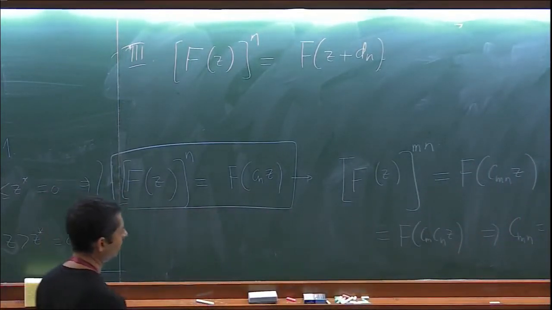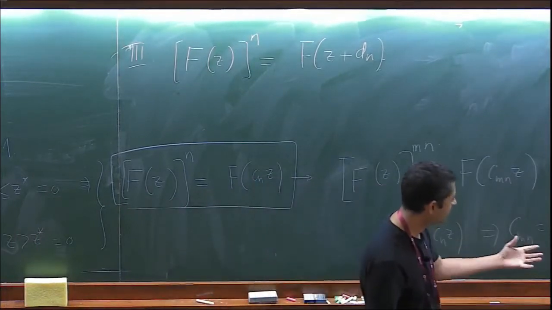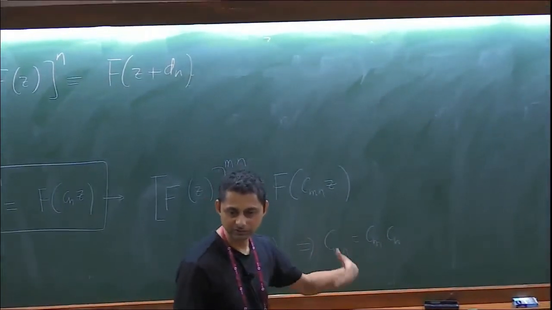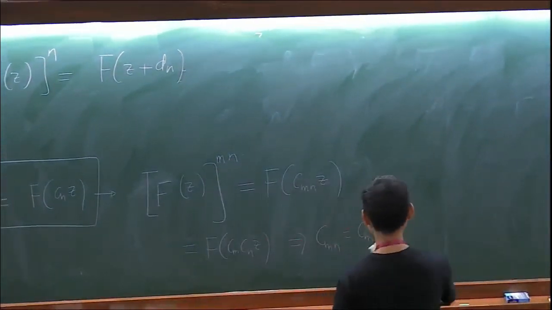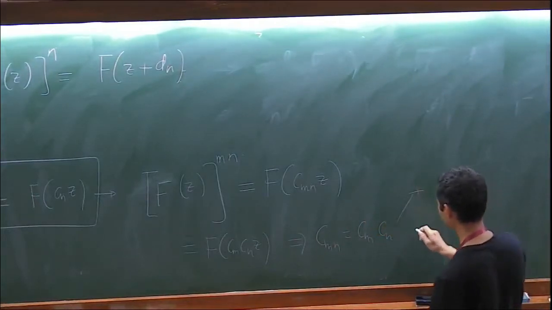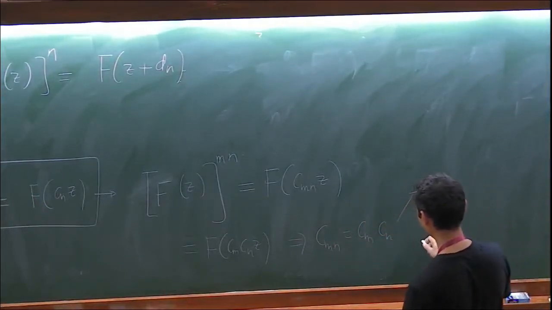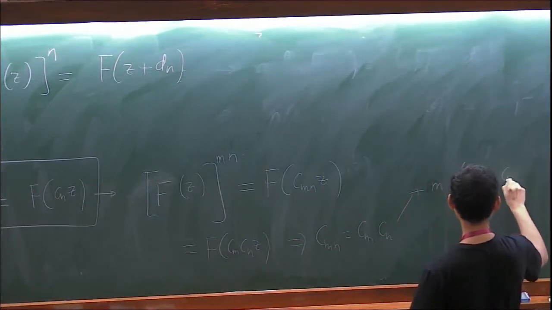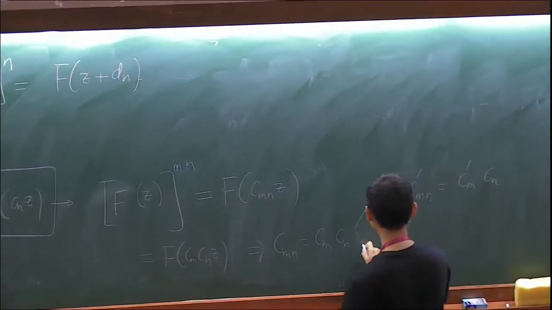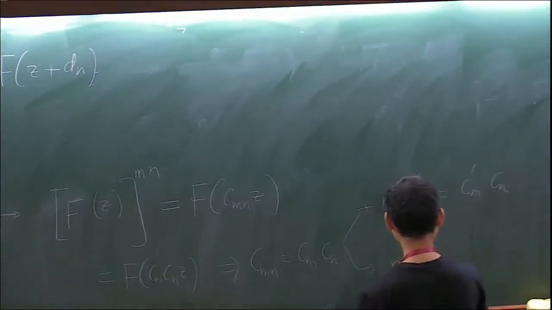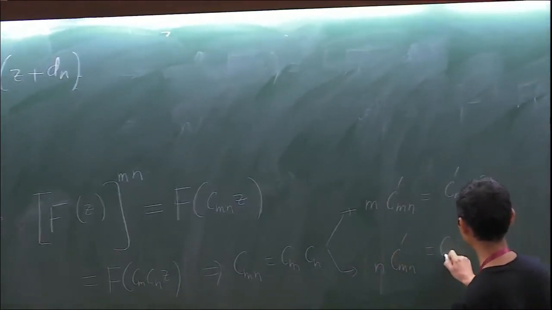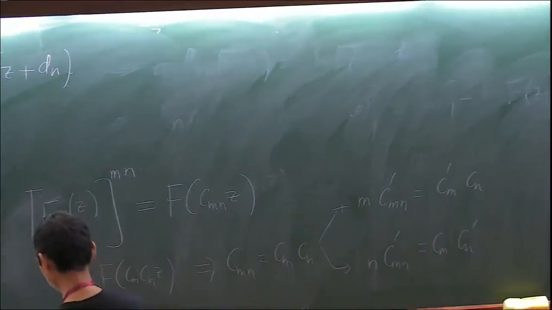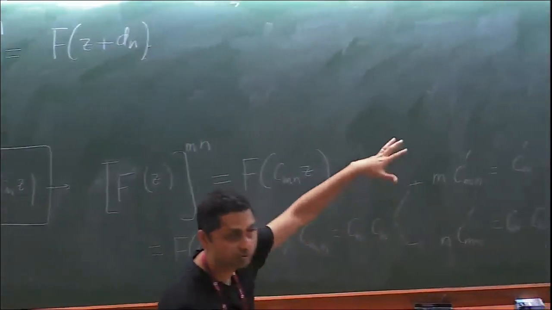This is what it says. Okay? Now assume that this C is an analytic function in m and n, so that I can take derivatives with respect to m and n. If you take a derivative with respect to m, it gives m c prime mn, which is equal to c prime m cn. If you take a derivative with respect to n, okay, this is equal to cm cn prime, and then you can compare these two equations, right?